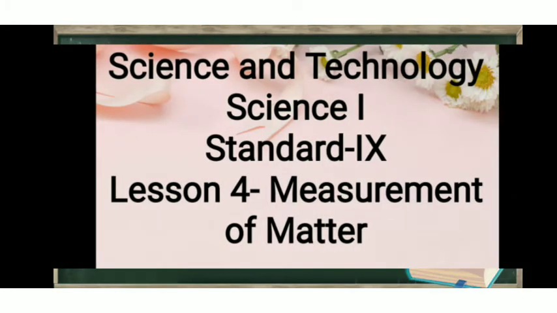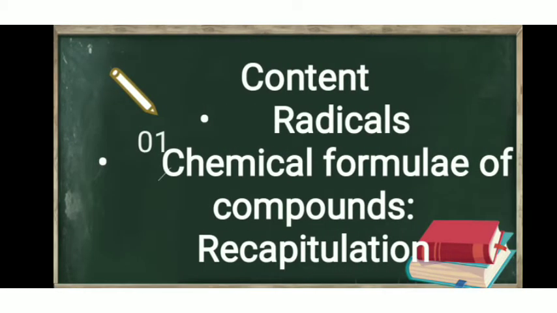Science and Technology. We are learning Science 1 of Standard 9, and our lesson is going on measurement of matter. Today we are going to learn about radicals and chemical formula of compounds recapitulation.